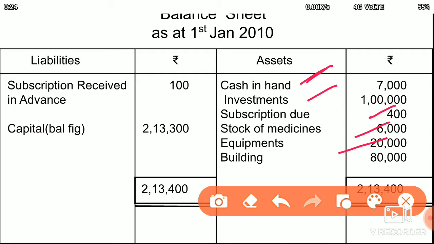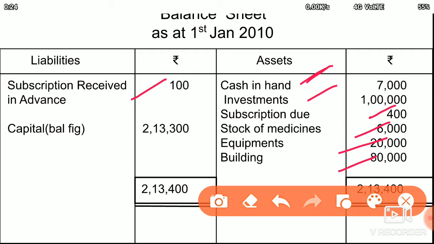which they have shown as opening, but this is there in the balance sheet of the previous year at the closing. Then building also they have shown as opening in the current year. This is actually the closing value of building in the previous year. So all these values will appear in the previous year's balance sheet on the asset side. Then we can see towards the liability side, they have given us subscription received in advance. This 100 rupees is a liability because income received in advance is always a liability.